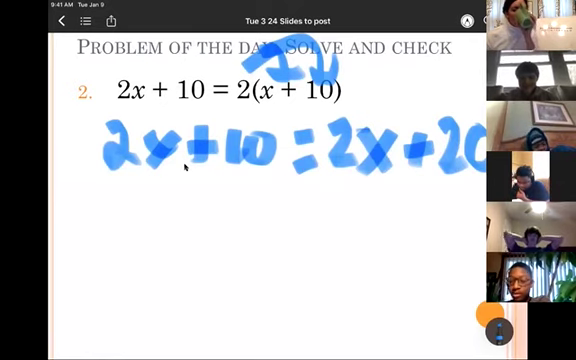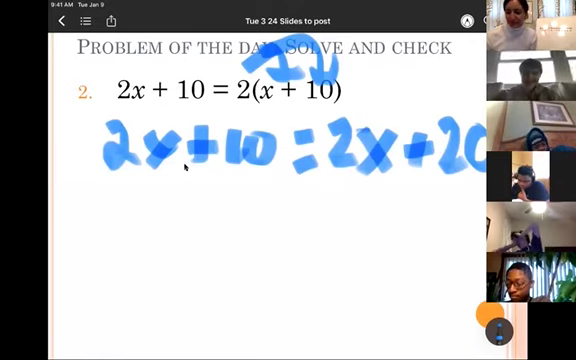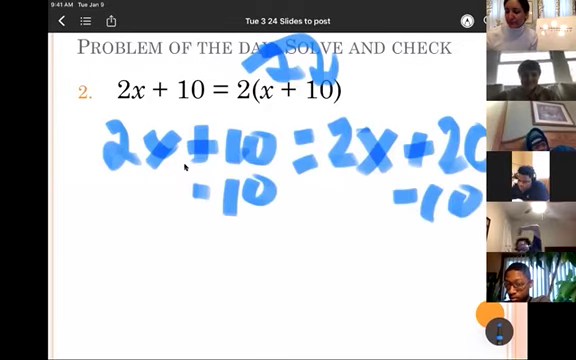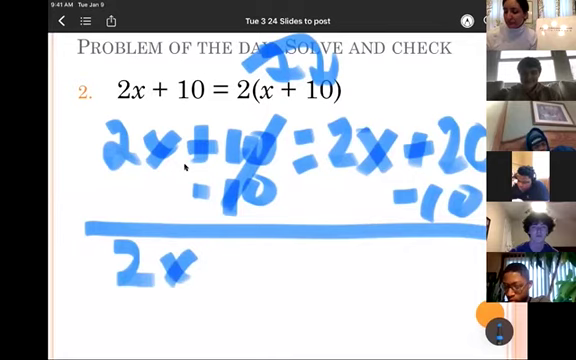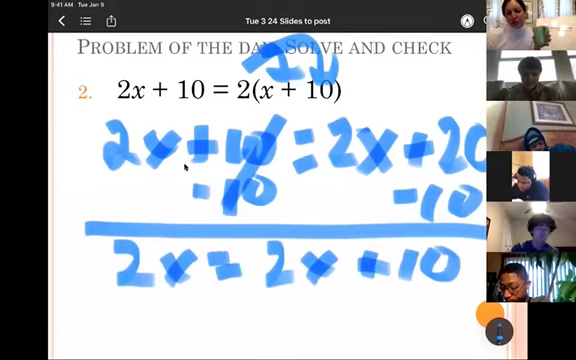So you subtract 10 on both sides. All right. What do you have then? And then I got 2x, which equals 2x plus 10, but I didn't finish it. Okay, who thinks they can finish that?